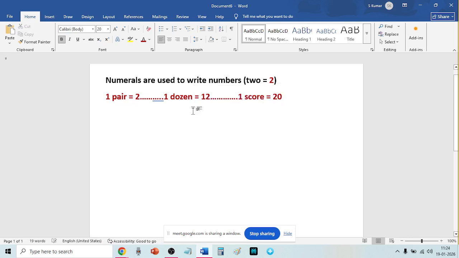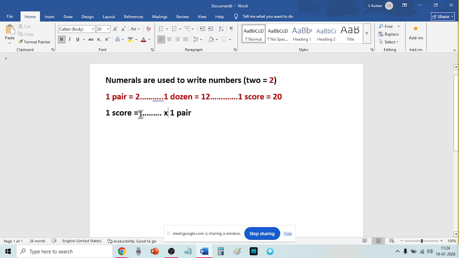Now, 1 score equal to how many pairs? How many into 1 pair? 1 score. What number should I write? 1 pair multiplied by what number gives you 1 score? By what number should I multiply? One pair multiplied by something gives you one score. What number?